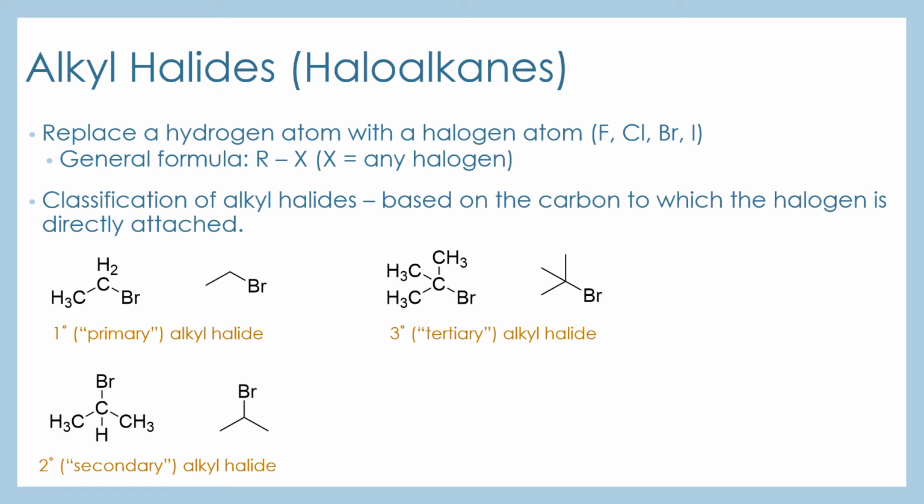This next one has a shorthand name of t-butyl bromide. It can also be called 2-bromo-2-methylpropane. And this is considered a tertiary alkyl halide. If you look at the carbon that the bromine is directly attached to, it has bonds to 3 other carbons, and so we call it tertiary.